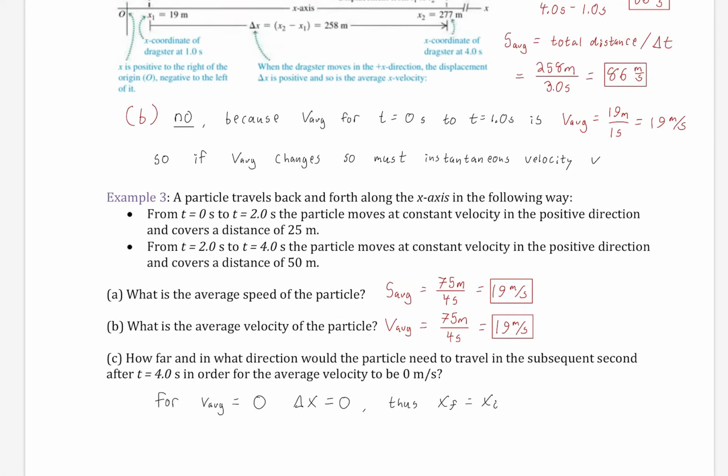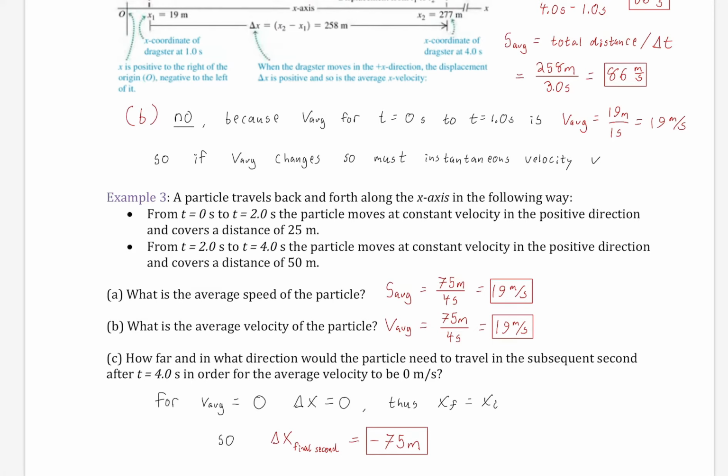So that tells us that the final displacement in the final second is just negative 75. We just have to go all the way back to where we started, and since we covered a total of 50 plus 25, we have to then go backwards 75, which is a negative 75. Because it's a one-dimensional problem, we define a particular direction as positive and the opposite direction as negative.